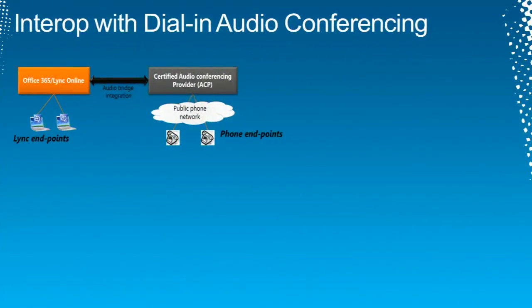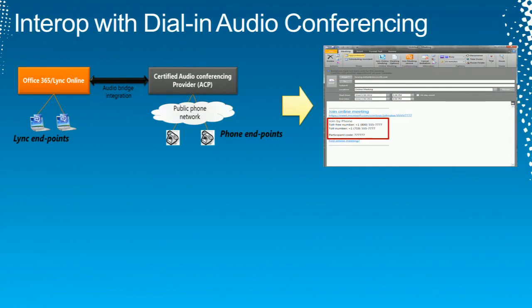So this next slide shows how audio conferencing works in Lync Online. The way this works is all the Lync endpoints are connected to the Microsoft cloud, the Lync server or deployment in our cloud. When people want to dial in from a phone into the audio portion of the meeting, they dial into a third-party audio conferencing bridge, which is connected to the Lync server in our cloud. And so everybody hears everything, both the Lync endpoints and the phone endpoints.